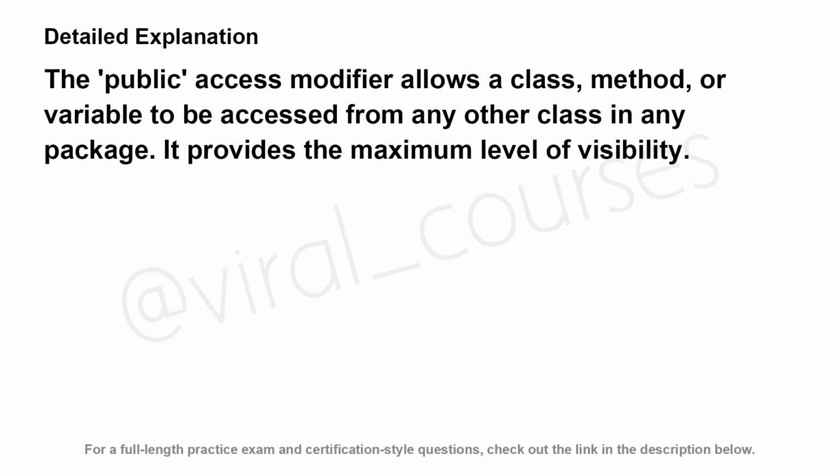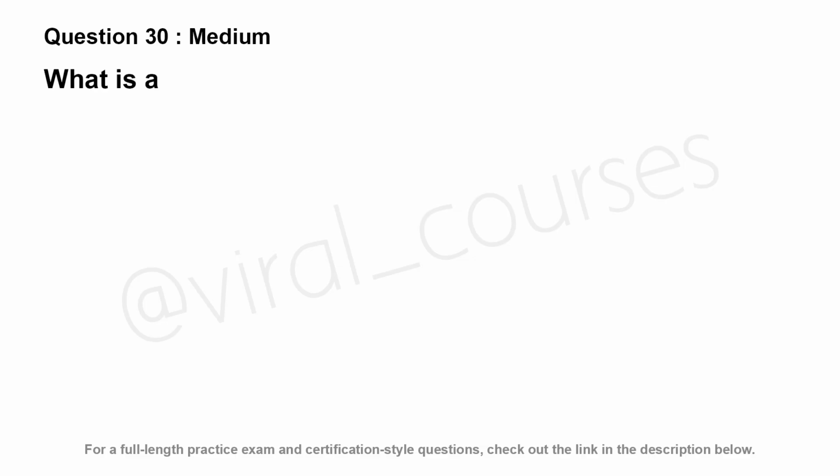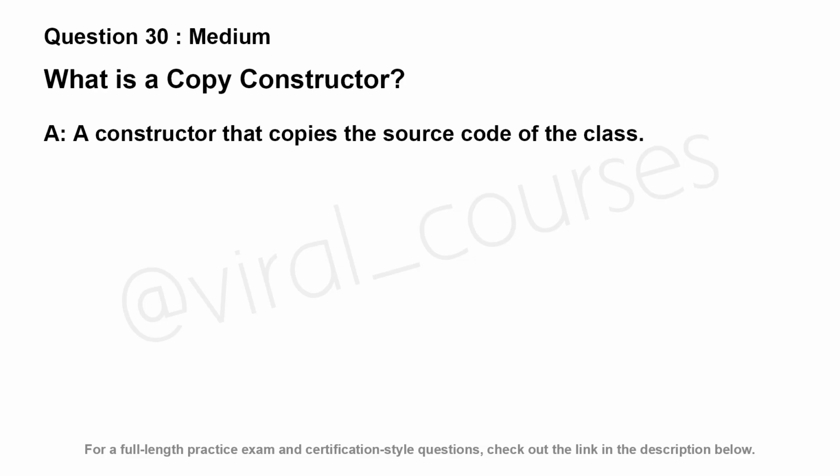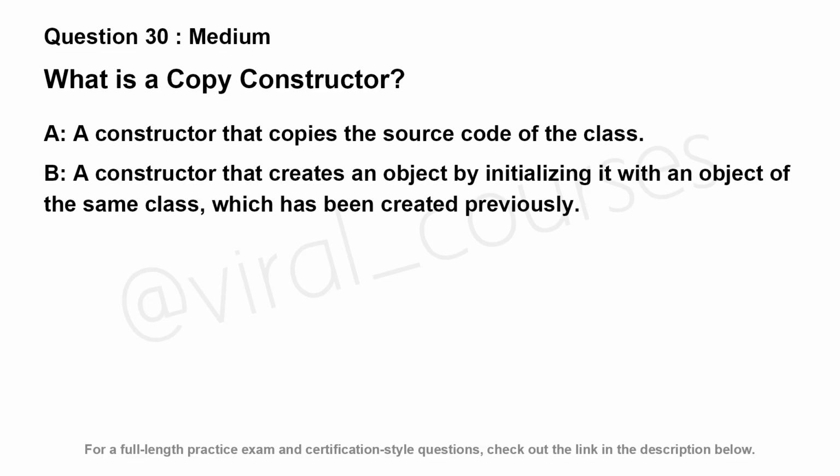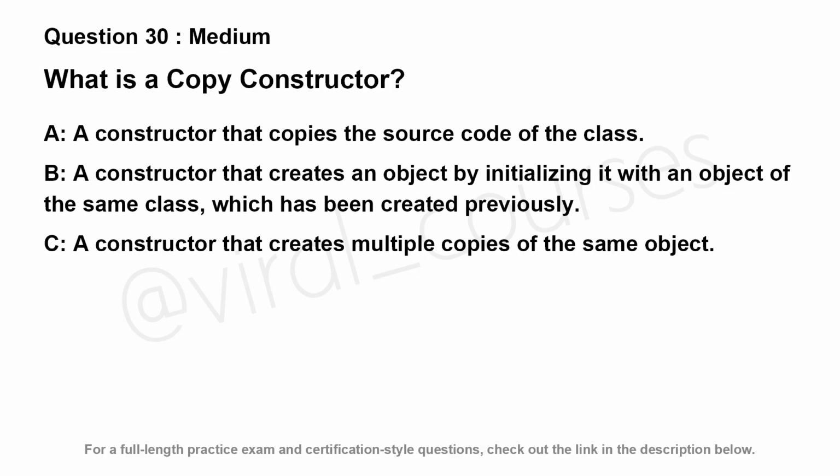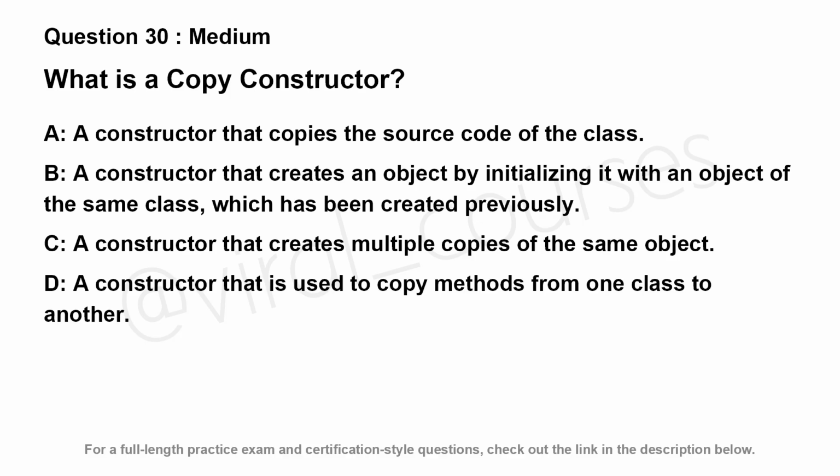What is a copy constructor? Option A. A constructor that copies the source code of the class. Option B. A constructor that creates an object by initializing it with an object of the same class, which has been created previously. Option C. A constructor that creates multiple copies of the same object. Option D. A constructor that is used to copy methods from one class to another.